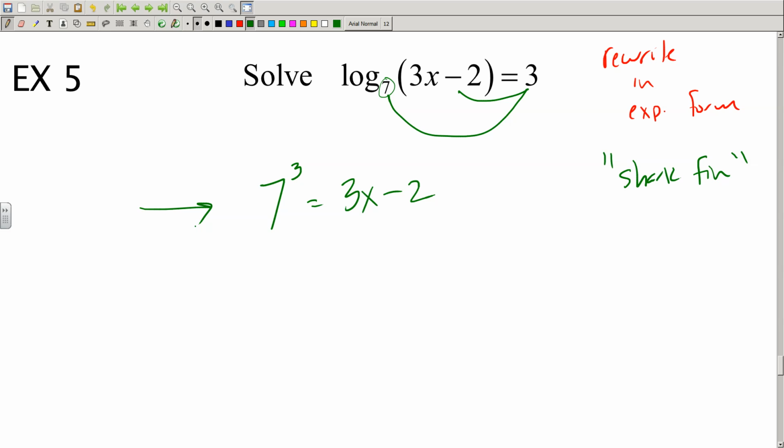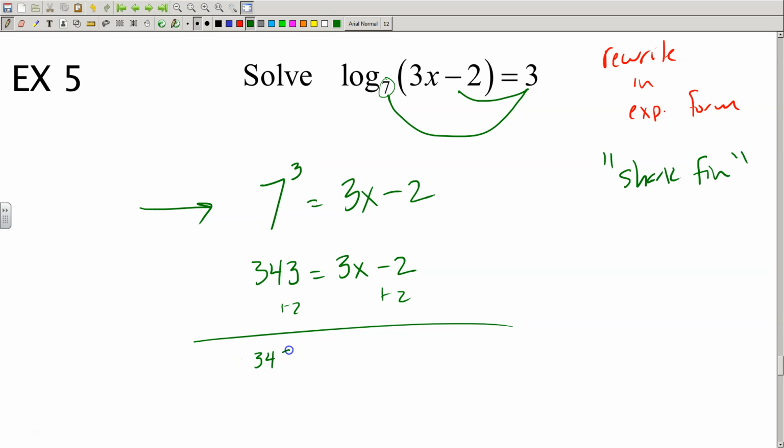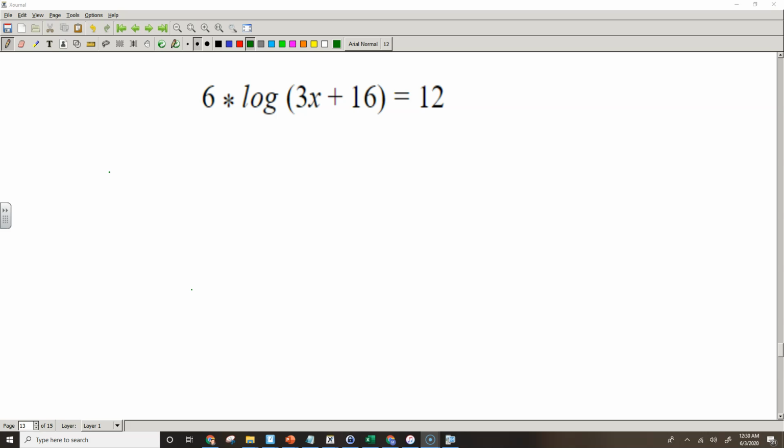So what is 7 cubed? 7 cubed is 343, and that equals 3x minus 2. Then I'm going to add 2 to both sides and get 345 equals 3x. And then I can divide by 3 to get x equals 115. And there's my answer. All right, so let's try another one of those.